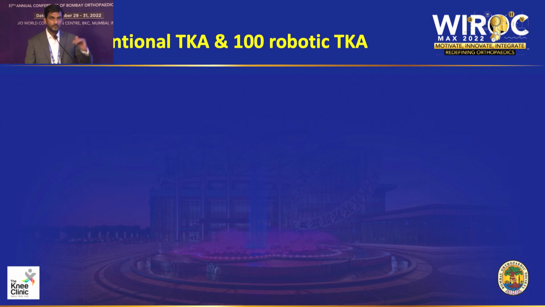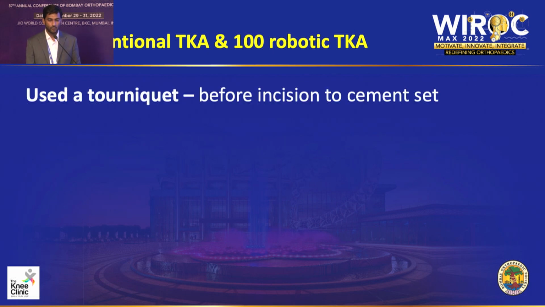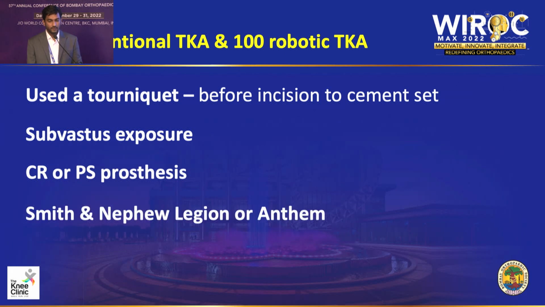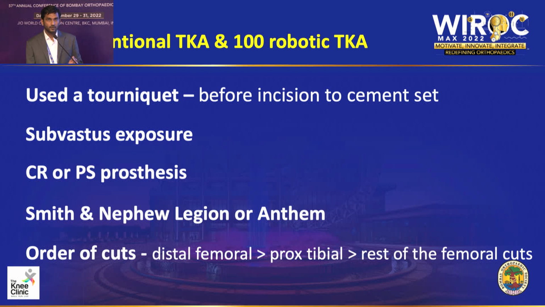So in the last 18 months, I compared the 100 conventional knee replacements versus the first 100 robotics cohort. We used a tourniquet starting from the incision to cement setting, a subvastus exposure for all knees, a CR or a PS knee depending on my understanding of the soft tissue balance, used a Smith & Nephew Legion or an Anthem prosthesis for all cases, and the order of the cuts irrespective of conventional or robotic surgery was distal femoral, proximal tibial, then the posterior femur and the other femur cuts.